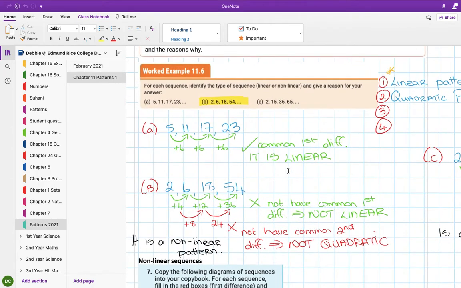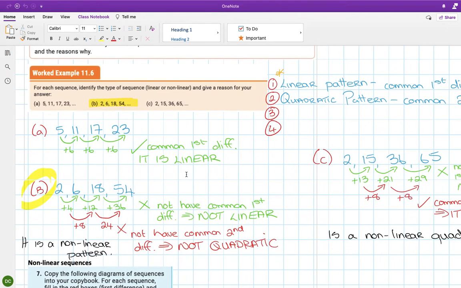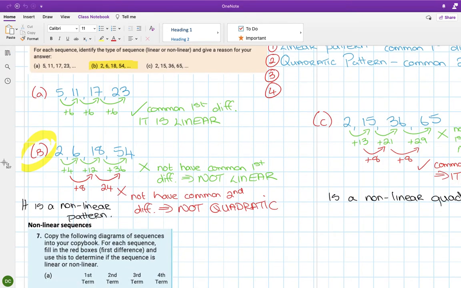Okay, so I did it here. I checked if it was linear and I got 4, 12, 36, so it wasn't linear. And then I checked if it was quadratic and it wasn't because I got like 8 and then 24. So I just want to teach you one more non-linear pattern. Okay, so I'm just going to try and rub this.